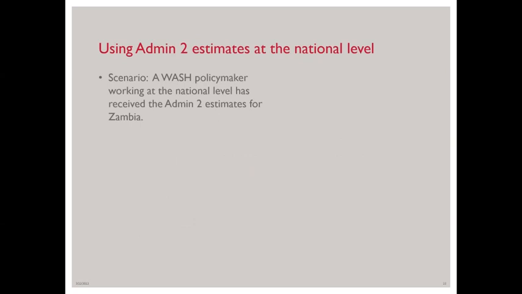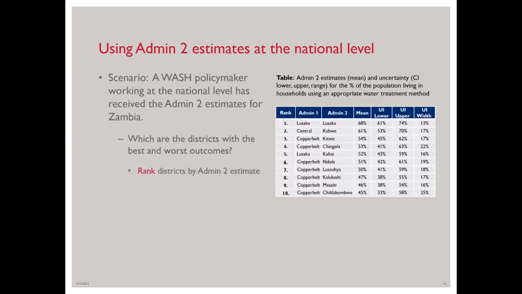So now I'll go through a couple of different scenarios of practical examples. Here the first scenario is at the national level, and this is a water, sanitation, and hygiene, or WASH, policymaker. They're working at the national level, and they've received the admin two estimates for Zambia. They might be interested in understanding which are the districts with the best and worst outcomes. To do this, you would rank the districts by admin two estimate.